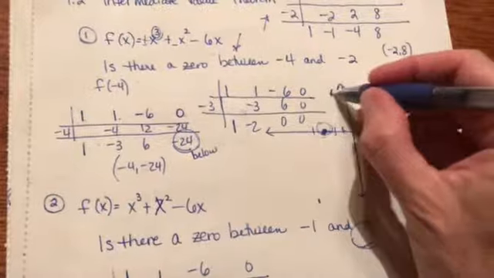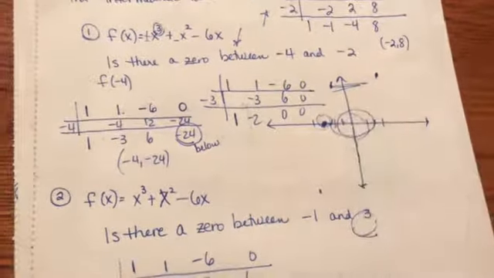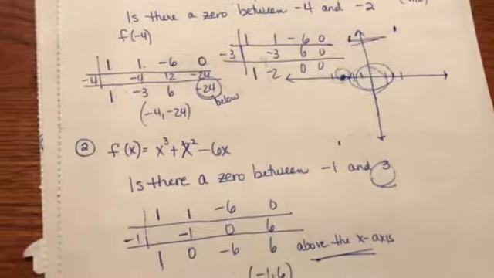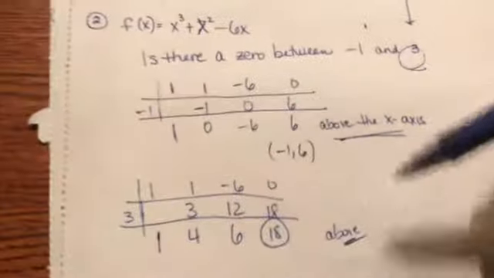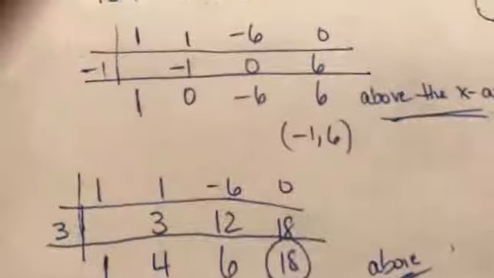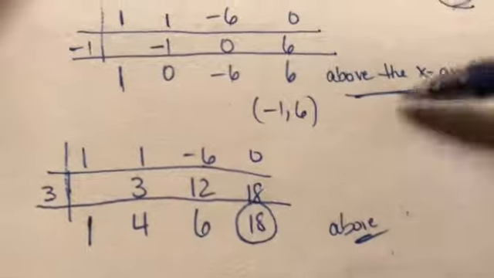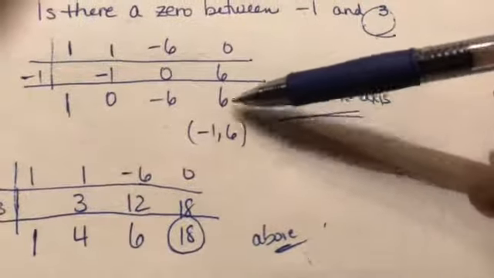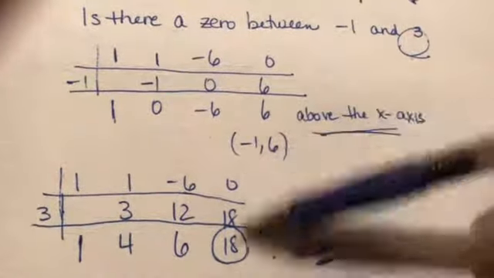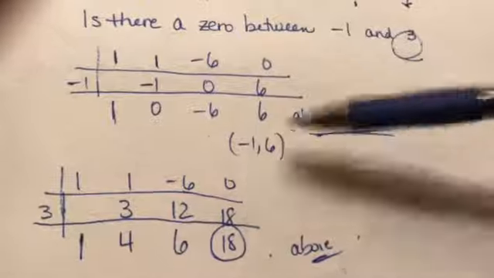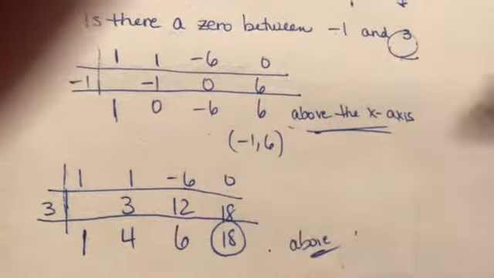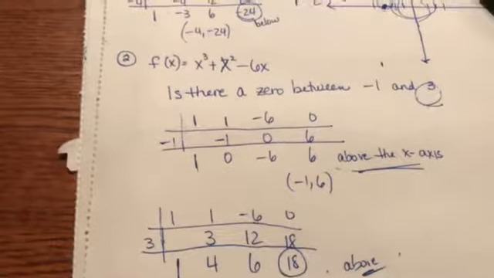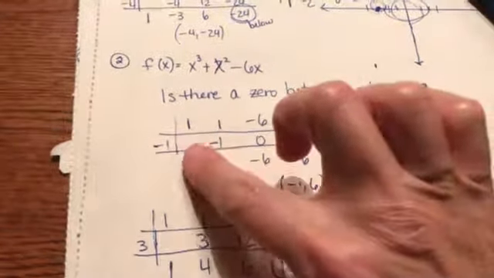So yeah, it's going to cross the y-axis somewhere, but I can't guarantee. It might cross the x-axis, but I can't guarantee that it will. The only way that I can guarantee that there is a 0 between -1 and 3 is if these signs are different. It doesn't matter which one comes first, but I would need one to be positive and one to be negative for it to cross that x-axis. So I can't guarantee that there is a 0 between -1 and 3.